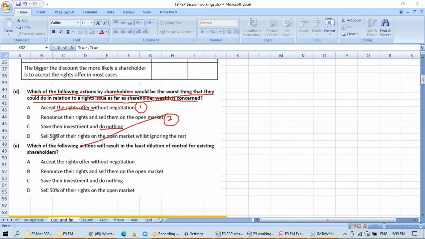And if he sells 50%, even then he saves some value. But in C, this is not recommended. He will be losing the most. So what they are asking is what will be the worst? The worst will be that he does nothing. At least he should buy some rights shares, so that he can obtain compensation for the decline in the market value after the rights issue occurs. The correct answer is C.